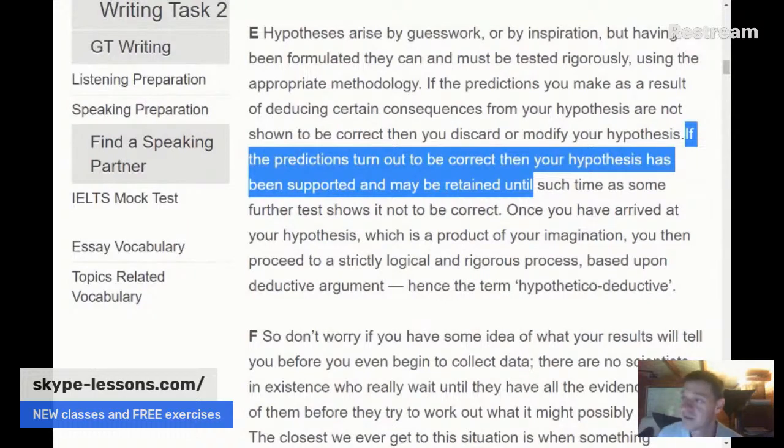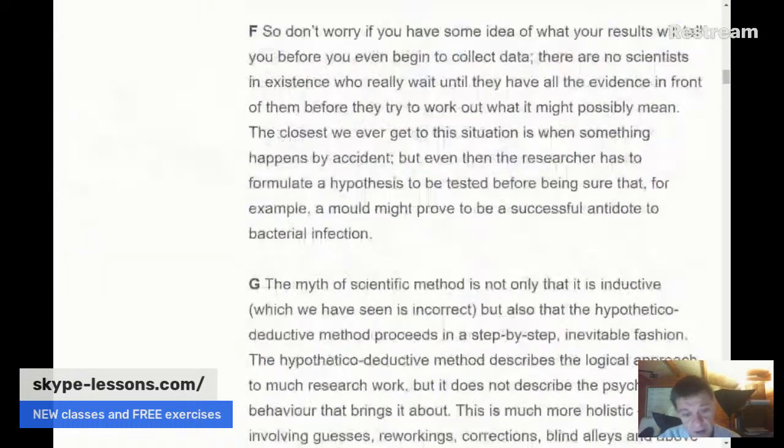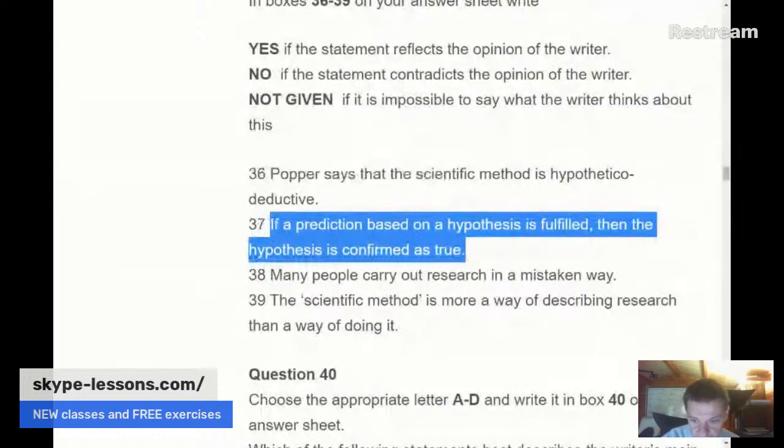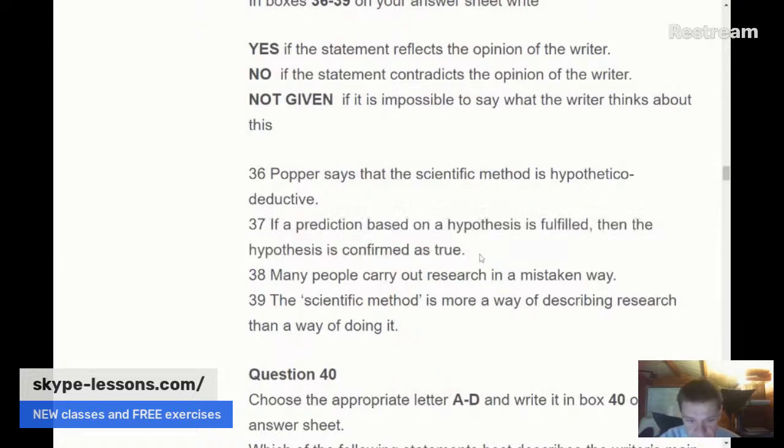We all expect the sun to rise tomorrow morning, but for all we know, the sun might explode in a supernova explosion or something like that for reasons that I have no comprehension of. And for that reason, it's just a hypothesis. It's not a fact. And so the answer here is no. Certainly not. If a prediction based on a hypothesis is fulfilled, then the hypothesis is supported and can be kept and maintained, but it's not confirmed as true because it may be absolutely false. And this is the way that science works. So a big no for 37.